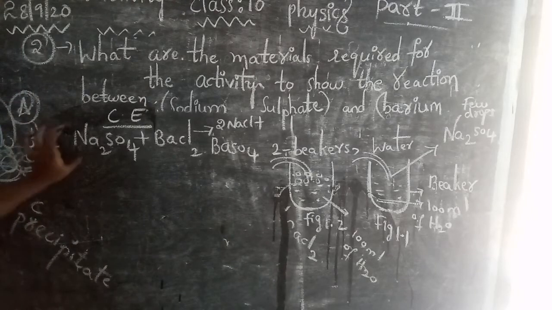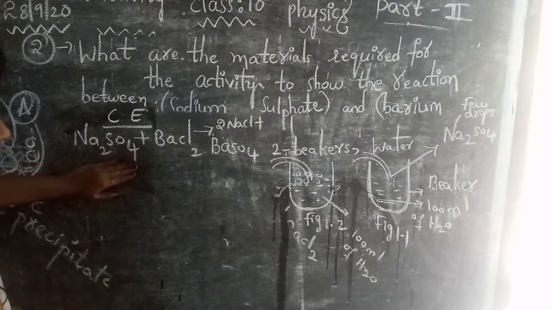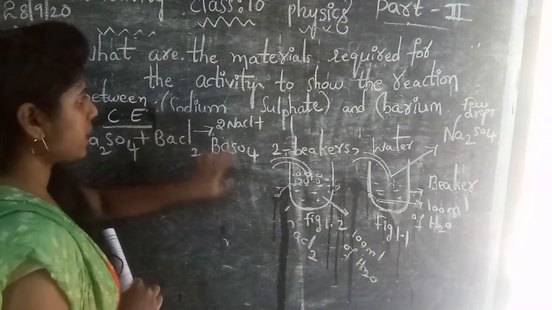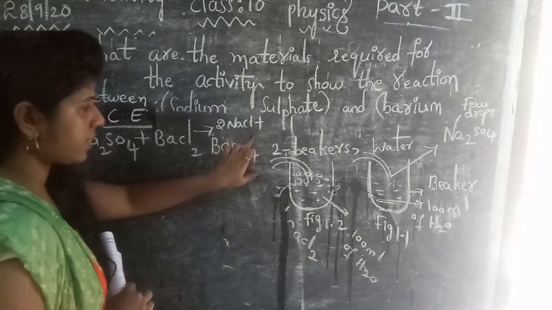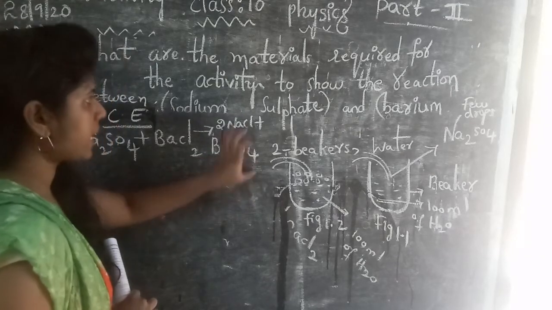Once again I am repeating, Na2SO4 sodium sulfate plus barium chloride. As they react with each other, what is the final product we are getting? 2 molecules of sodium chloride, that is common salt. Next, barium sulfate. What is the color of the sodium salt?